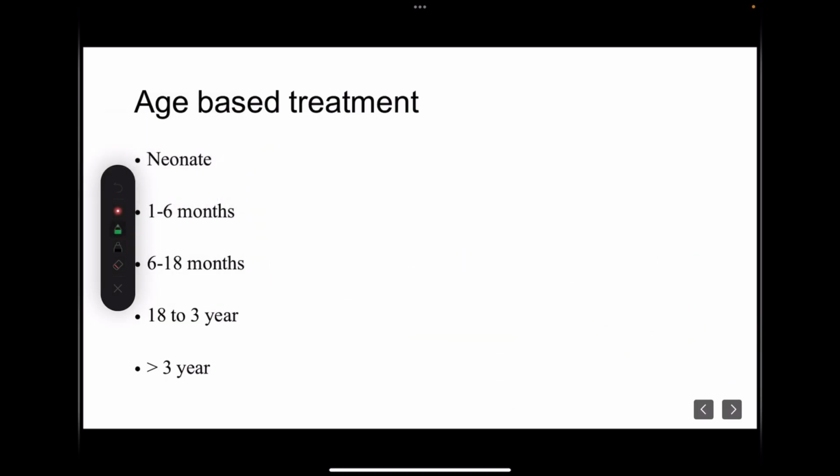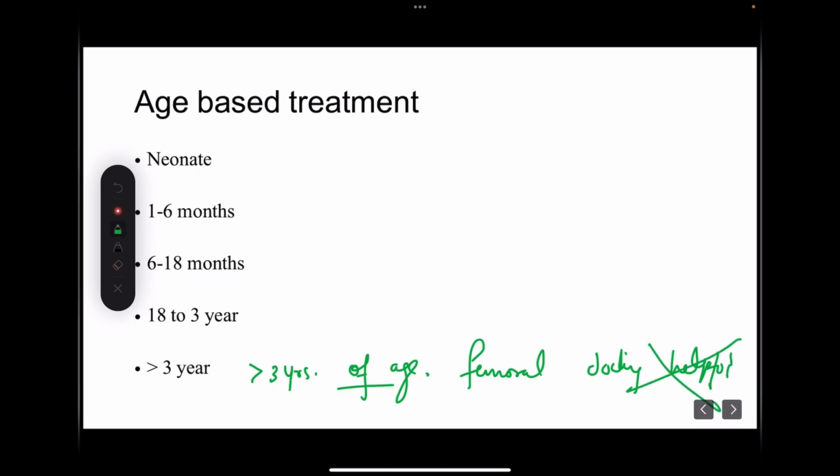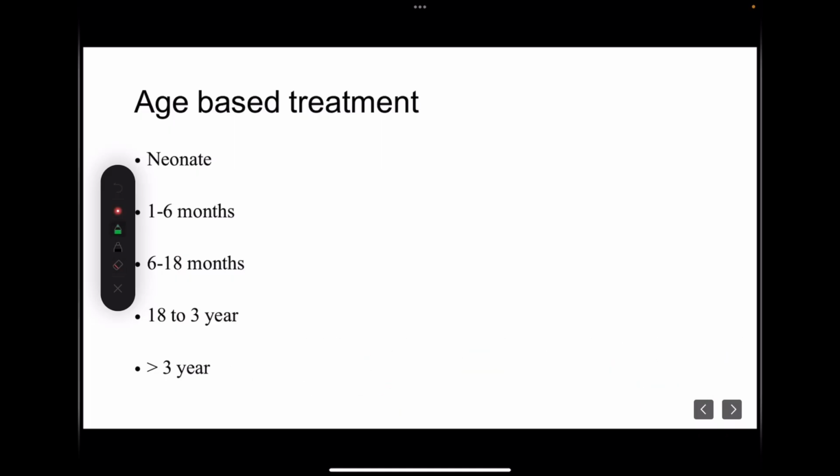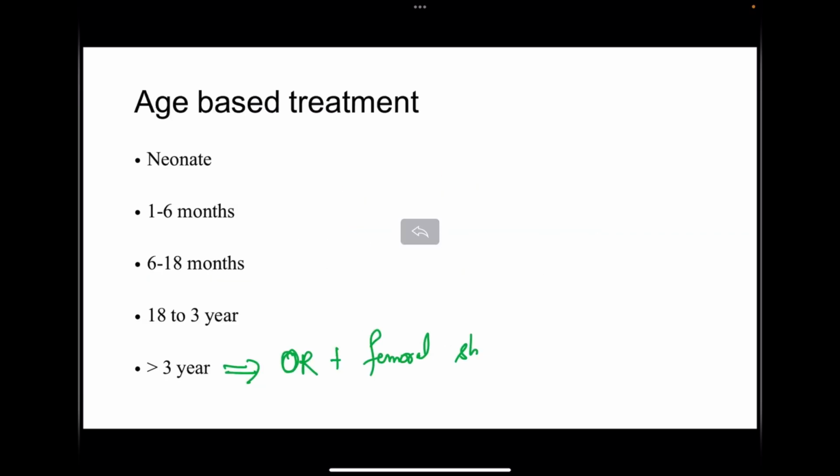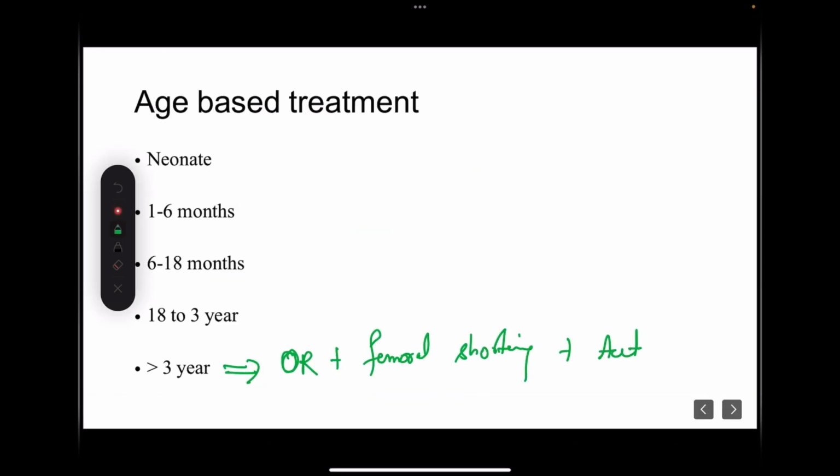If the child is coming to us after 3 years of age, femoral shortening alone will no longer be helpful. So we have to do some acetabular procedure. So what would be the treatment recommendation here? Most of the time open reduction plus femoral shortening plus acetabular osteotomy, and definitely hip spica for 6 weeks. This is how we treat these children.